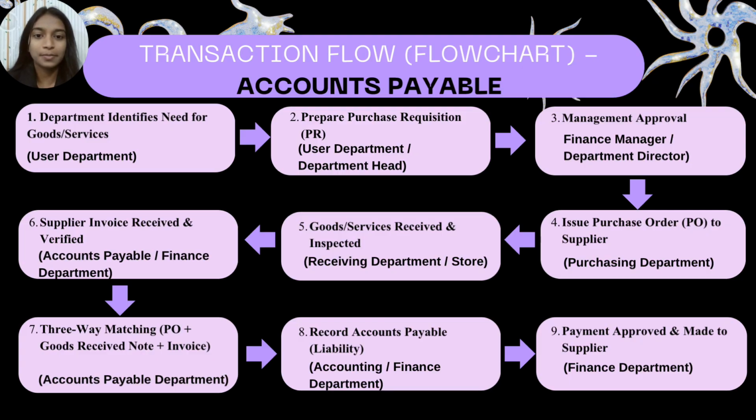Finally, the finance department approves the payment and pays the supplier according to the agreed payment terms. This completes the accounts payable transaction flow. From an auditor's perspective, this process is important because it ensures that every purchase is properly authorized, supported by valid documents, accurately recorded, and protected against fraud or duplicate payments.